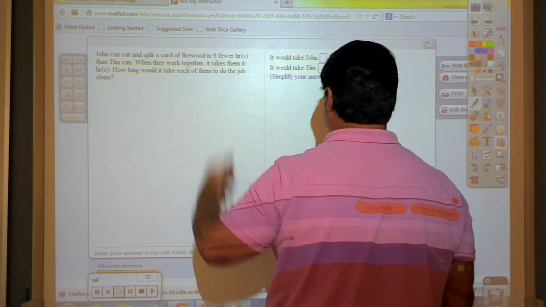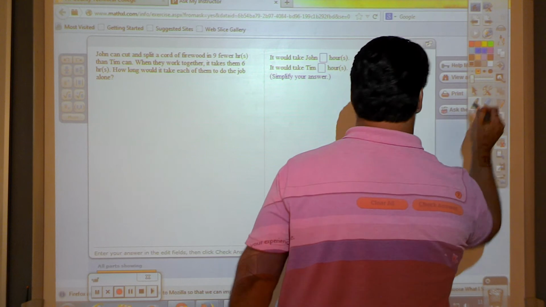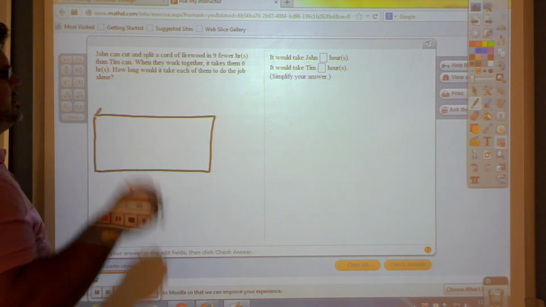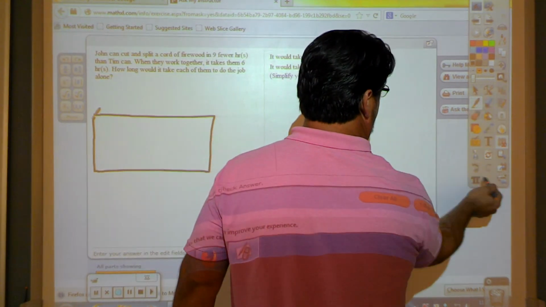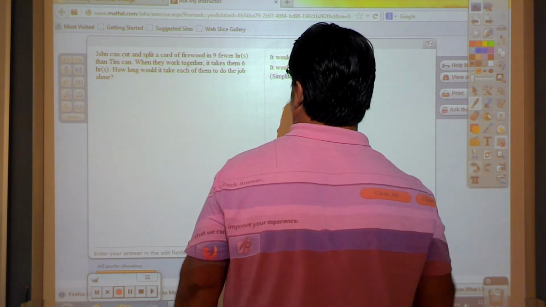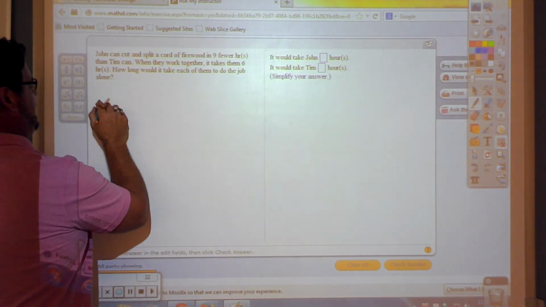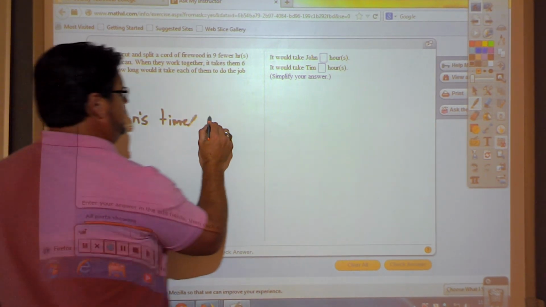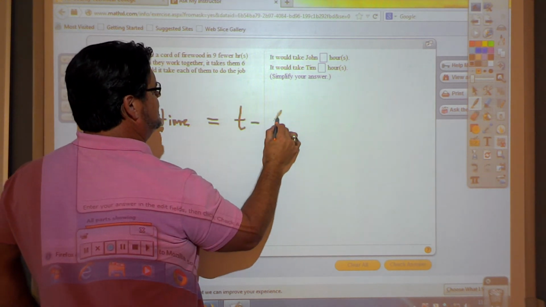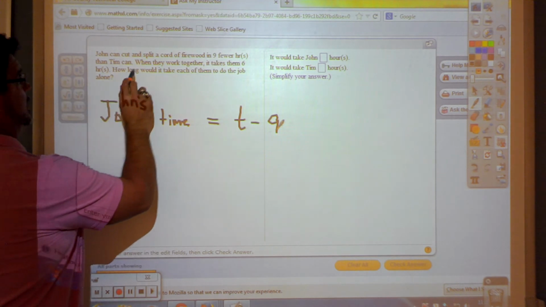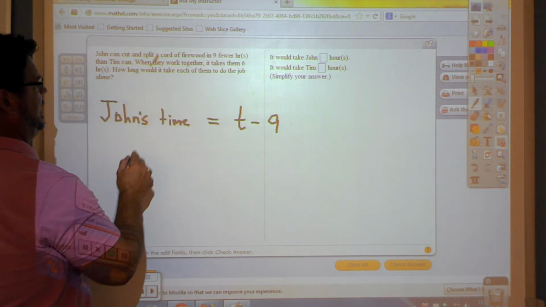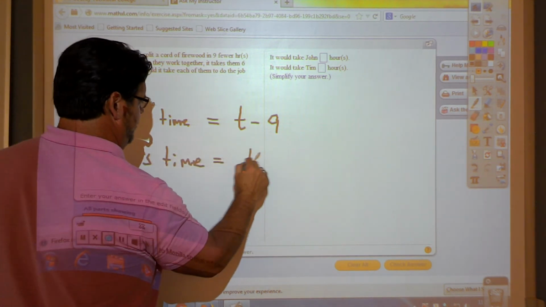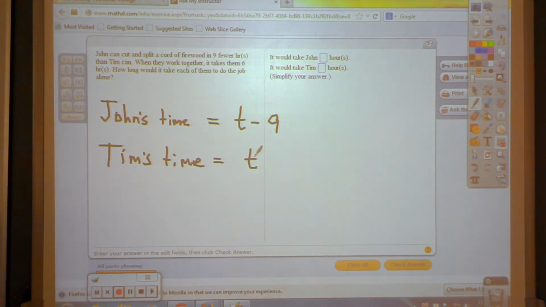That's his time. So set up your handy dandy chart. No, this isn't distance equals rate times time, I'm sorry. It's not that one. Hold on. There. John's time is going to be equal to T minus 9. Tim's time is T.